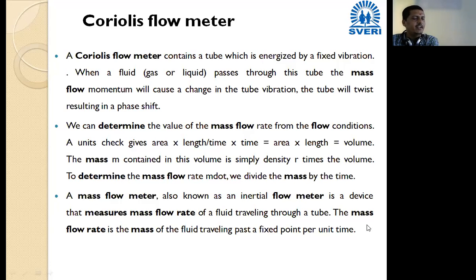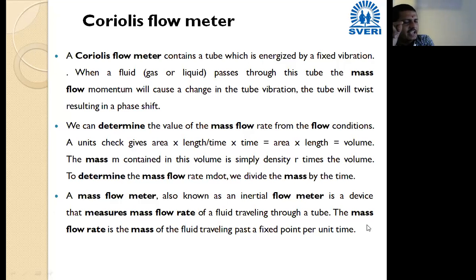Fixed vibration: when a fluid, gas or liquid passes through the tube, the mass flow momentum will cause a change in the tube vibration. The tube will twist, resulting in a phase shift. Okay. Then after finding the twist angle, we can determine the value of mass flow rate from the flow condition.